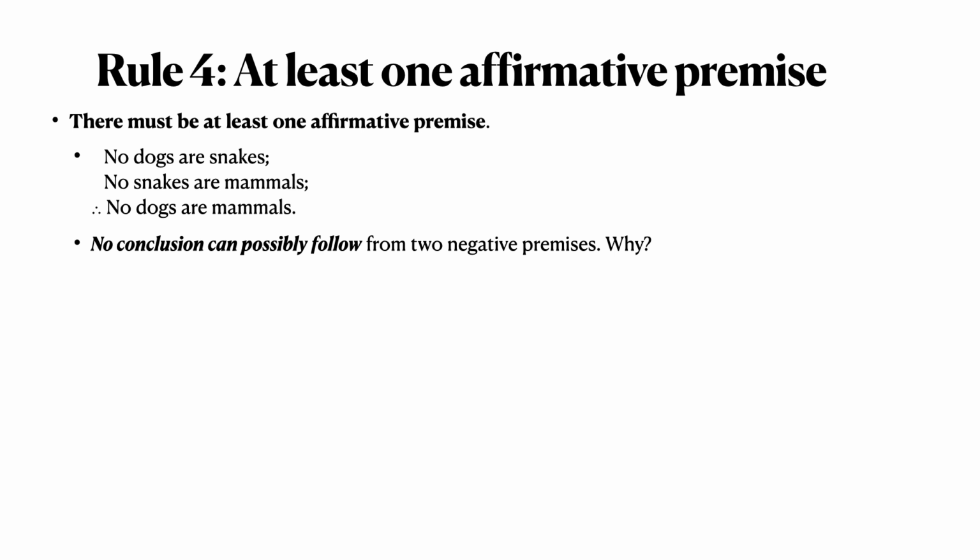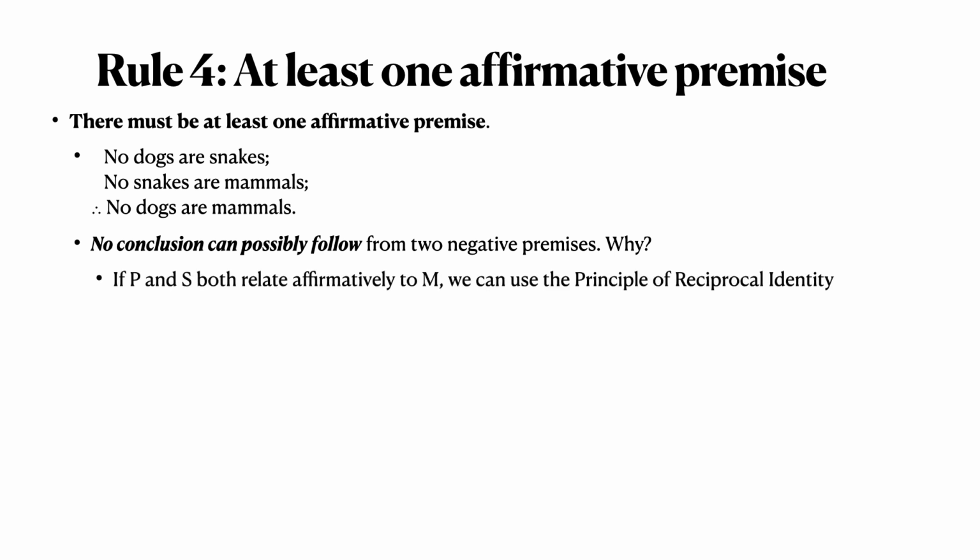If we start out with two negative premises, we're done. There's no way to save that, right? It's unrecoverable at that point. Why? Because of the principles of reciprocal identity and reciprocal non-identity.